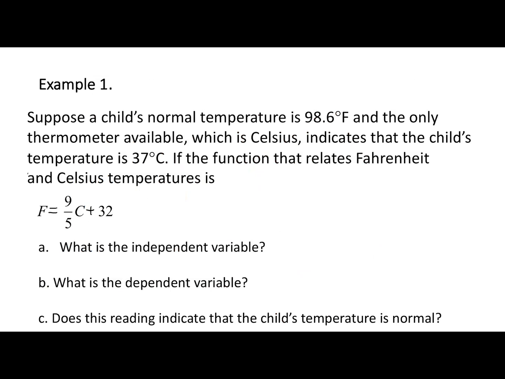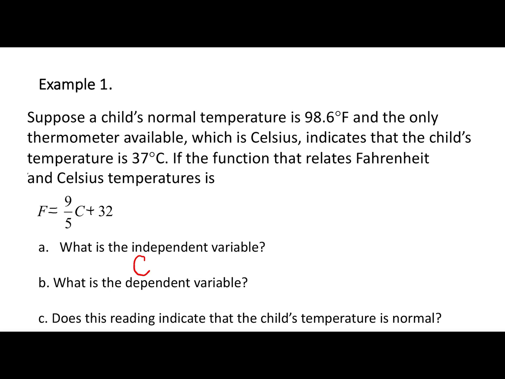It says, suppose the child's normal temperature is 98.6 and the only thermometer available, which is Celsius, indicates that the child's temperature is 37 degrees Celsius. If the function that relates Fahrenheit and Celsius temperatures is given below as F equals 9/5 C plus 32, what is the independent variable? Just think back right quick. Which one of those variables is rolling with a lot of company? If you said C, you're absolutely correct. The independent variable in this equation is C.